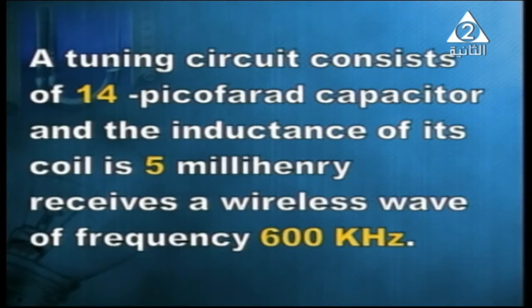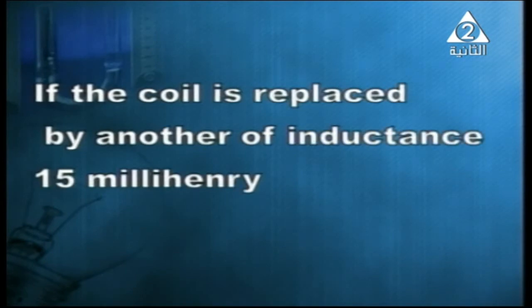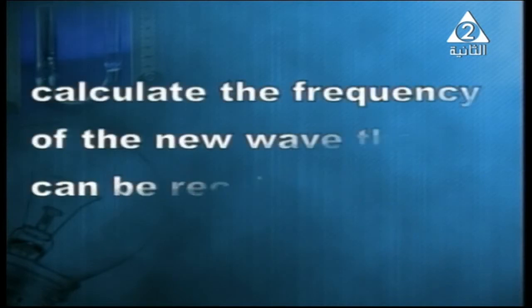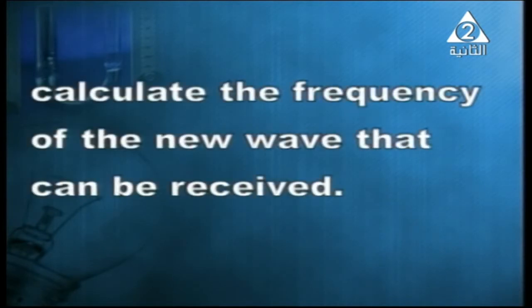So once again, a tuning circuit consists of a 14 picofarad capacitor and the inductance of its coil is 5 millihenry. It receives a wireless wave of frequency 600 kilohertz. If the coil is replaced by another coil of inductance 15 millihenry and the capacity of its capacitor is increased by 28 picofarad, calculate the frequency of the new wave that can be received.